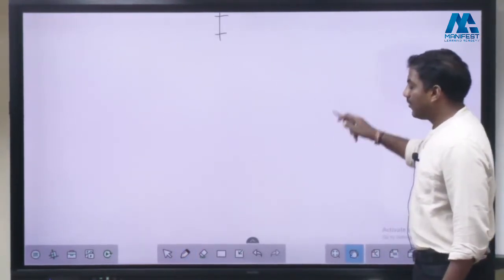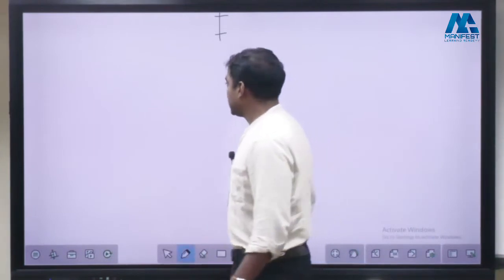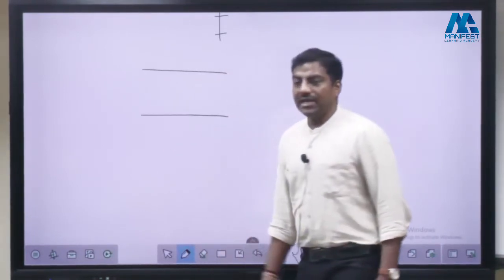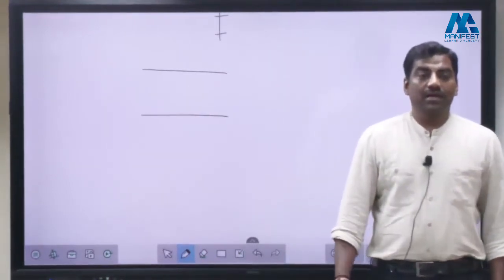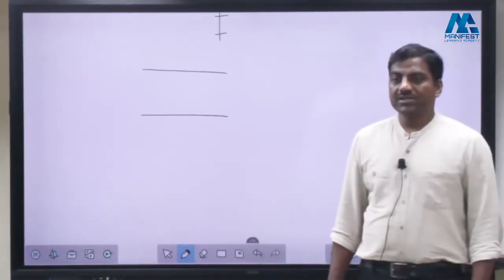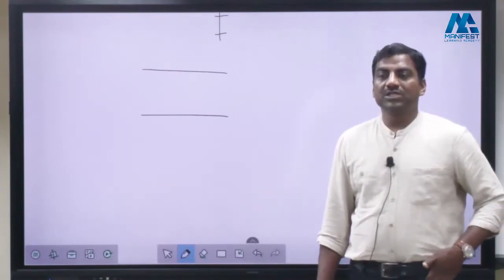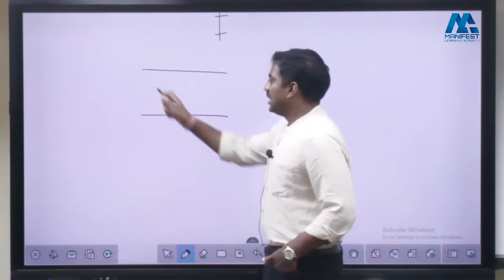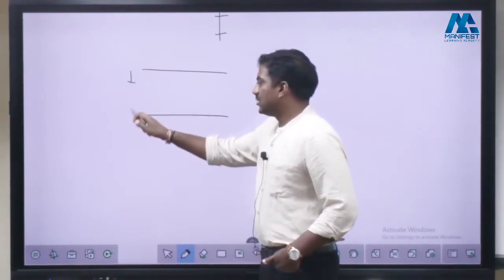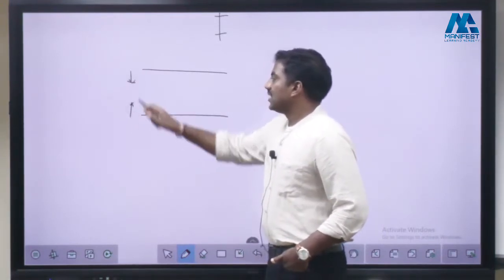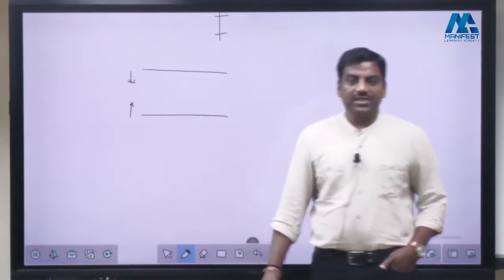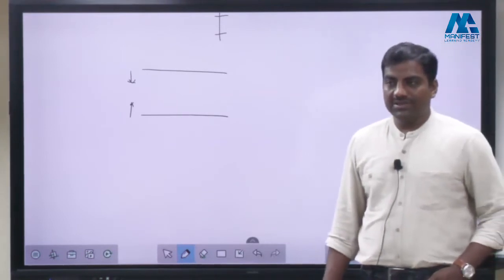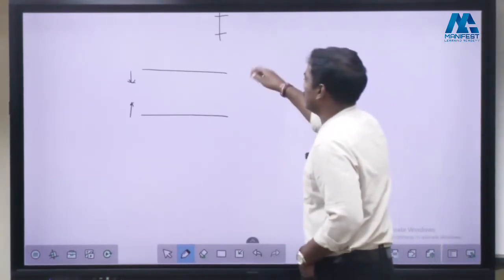Next important type of arrangement is the parallel arrangement. Few persons are sitting in opposite benches. Usually in such cases, they will be facing each other. That is, the person sitting on one bench will be facing the persons sitting on the other bench. They will not sit in the opposite way.